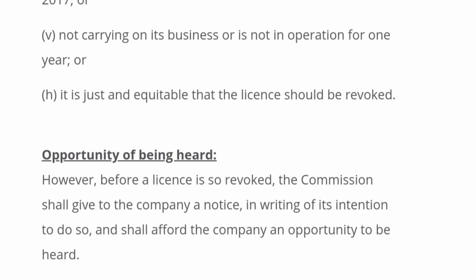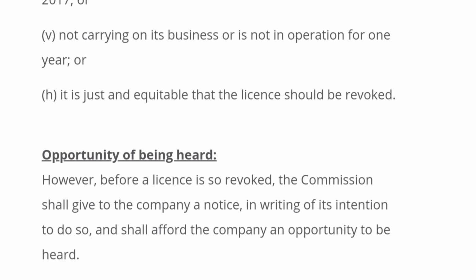And by the way, equitable is once again a legal term, a legal word which you may not know about. However, just remember that over here you can presume that equitable simply means fair. So if the Commission feels that it is fair to revoke the NPO's license, even though none of the other reasons that we have already talked about is applicable to that particular NPO, even if those are not relevant, it does not matter.